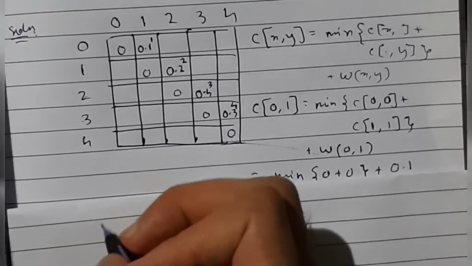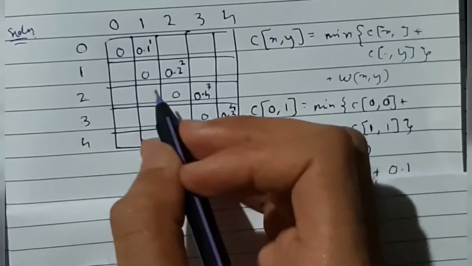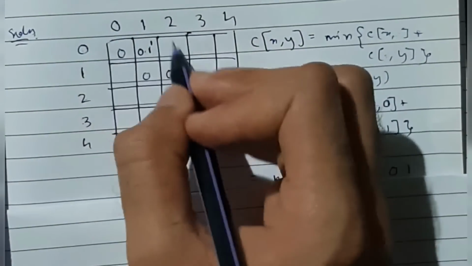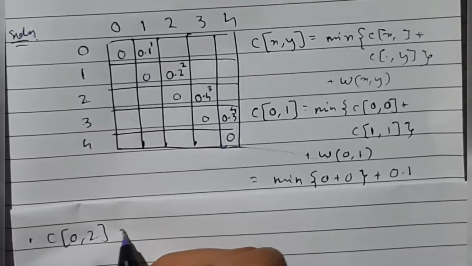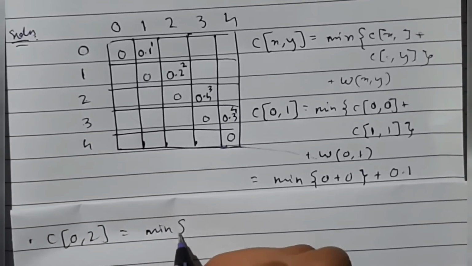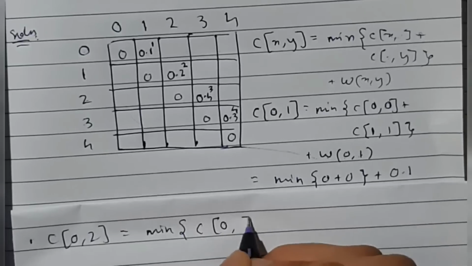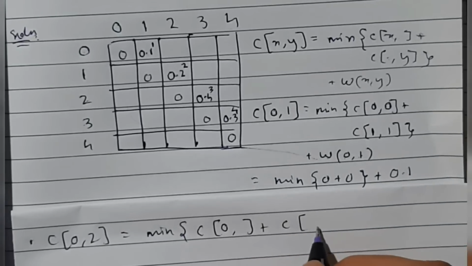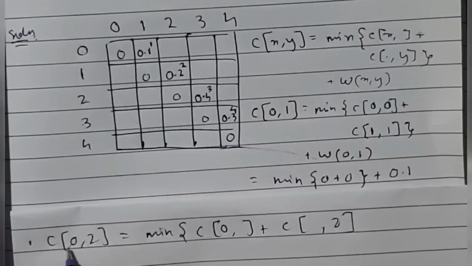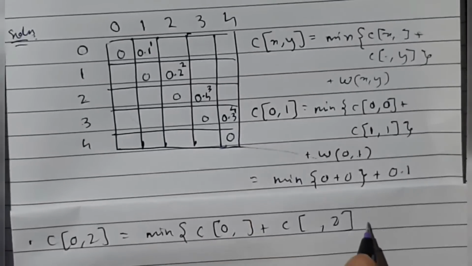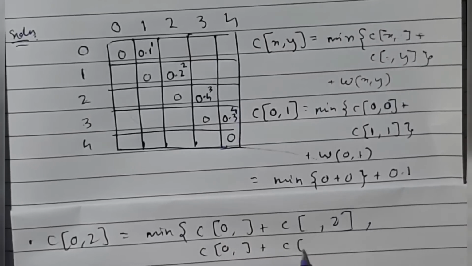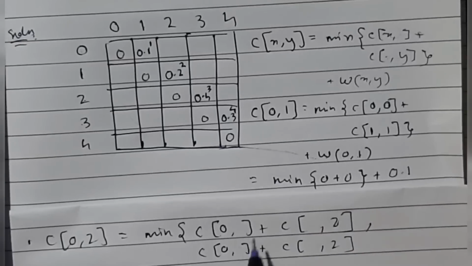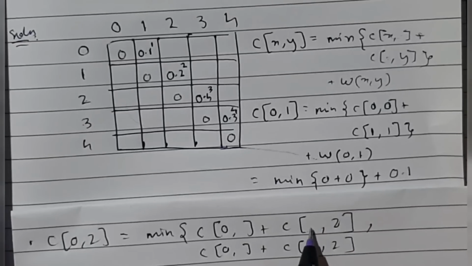For the second diagonal also, I'll be using the same formula, and the first element which we have to find out is 0 comma 2. So I'll be writing C of 0 comma 2, that is equal to minimum of C of 0 comma something plus C of something comma 2. Now since we have 0 to 2, we have two numbers here, 1 and 2. So I'll have another possibility also, 0 comma something plus C of something comma 2. I mean, here we can fill either 1 or 2, right?